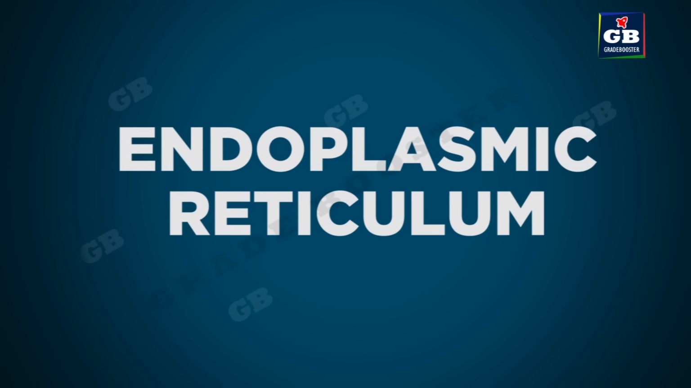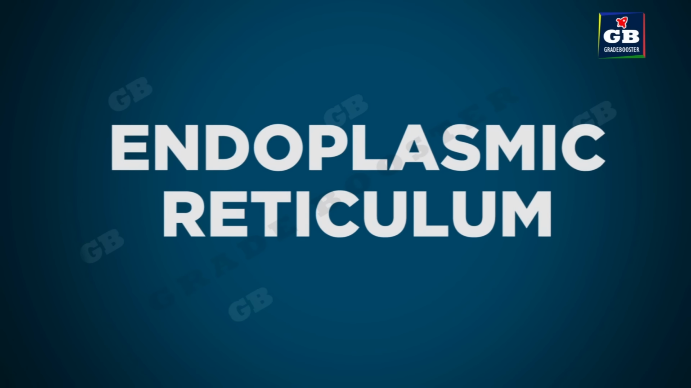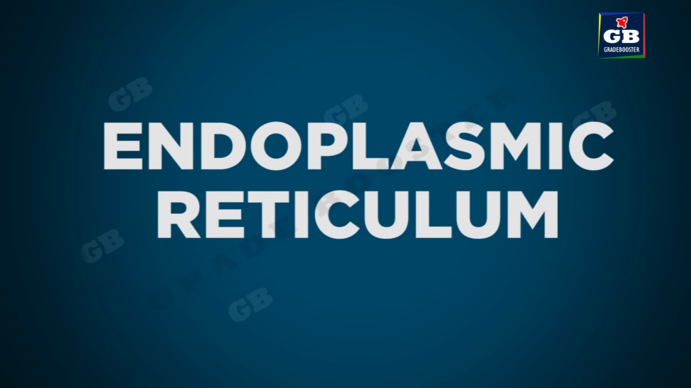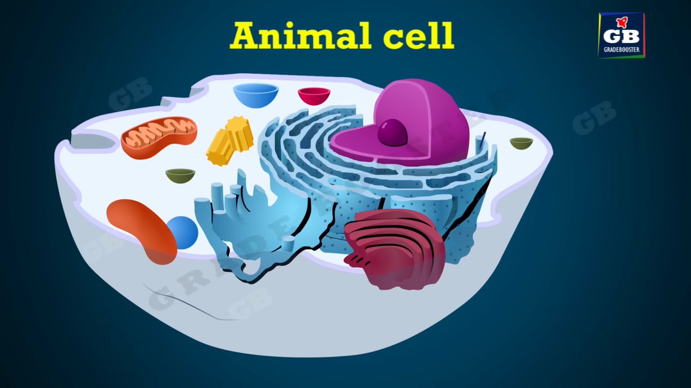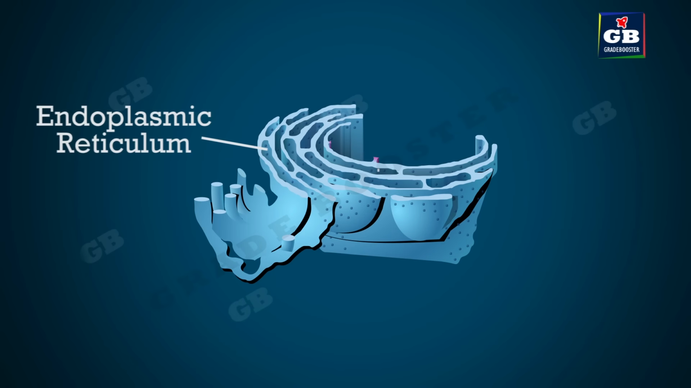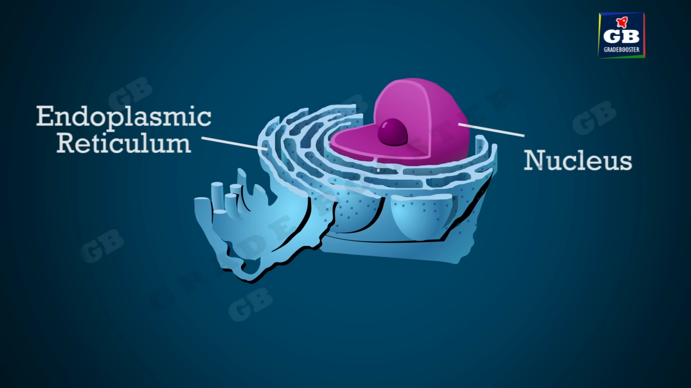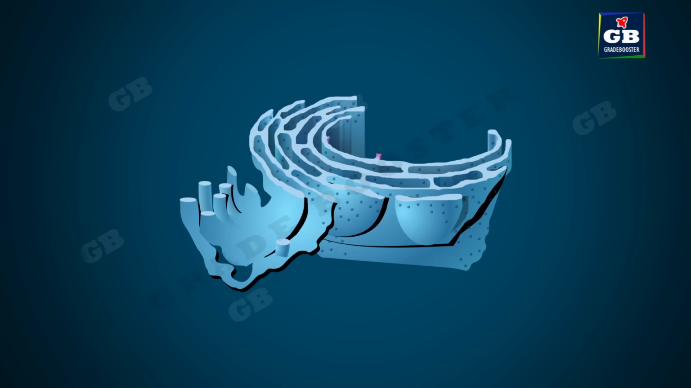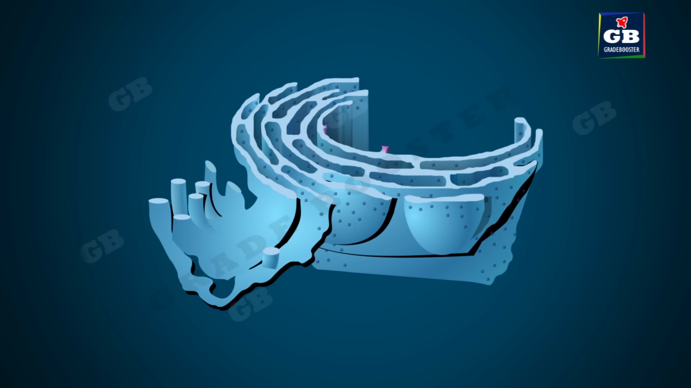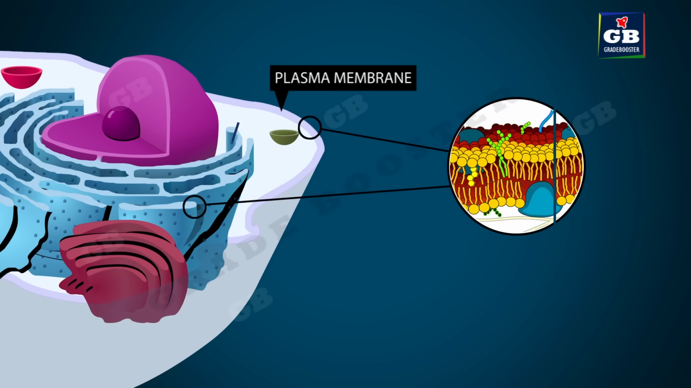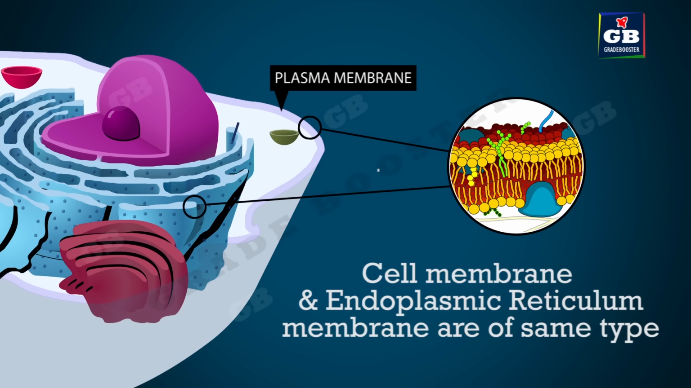Endoplasmic reticulum. In this video, we will see the structure and functions of endoplasmic reticulum. First, let us locate the endoplasmic reticulum inside the cell. Yes, this is endoplasmic reticulum. We can see that it is located around the nucleus. This looks like a network of tubes and sheets. It is made up of some special membrane. This membrane of endoplasmic reticulum is similar in structure with the plasma membrane.